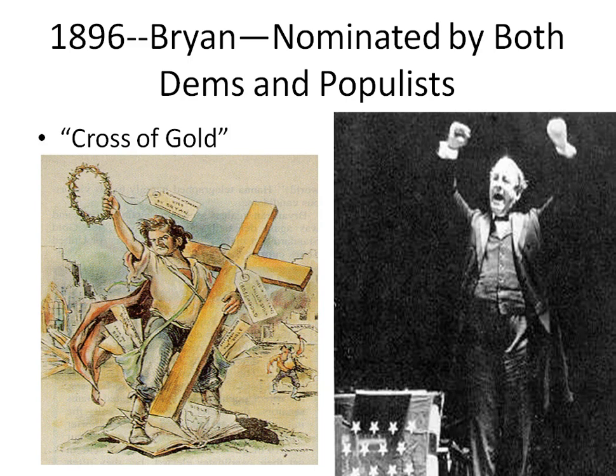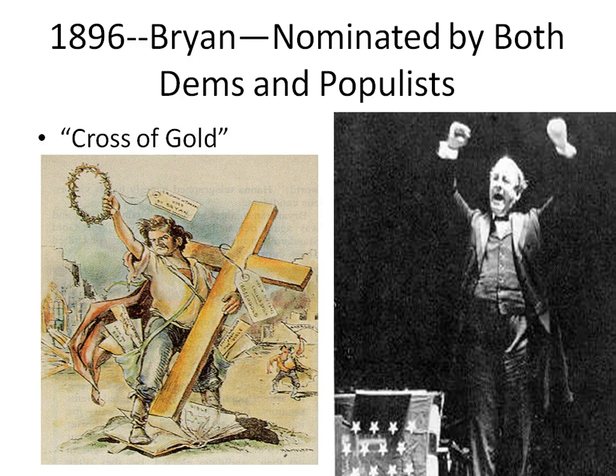there were a couple of candidates who were expected to be the nominees, but neither one won. Instead, William Jennings Bryan, great orator who spoke with religious fervor, spoke before the Democratic Convention and gave a very famous speech called the Cross of Gold speech. And you can see the image there on the left, which was created concerning this speech.